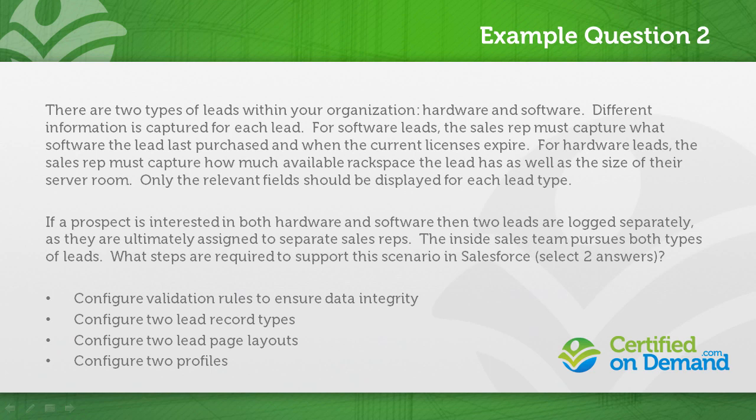So here's question number 2. There are two types of leads within your organization, hardware and software. Different information is captured for each lead. For software leads, the sales rep must capture what software the lead last purchased and when the current licenses expire. For hardware leads, the sales rep must capture how much available rack space the lead has as well as the size of their server room. Only relevant fields should be displayed for each type of lead.